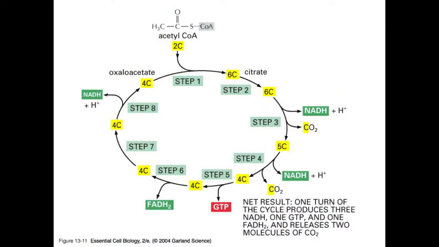This diagram shows the regeneration of the oxaloacetate through the 8 steps of the citric acid cycle. It also shows how during these 8 steps the electron carriers are reduced. Finally, it shows us the products of the citric acid cycle. For each turn of the citric acid cycle, and there are 2, we produce 3 molecules of NADH, 1 molecule of GTP, and 1 molecule of FADH2. In addition, we release 2 molecules of CO2.